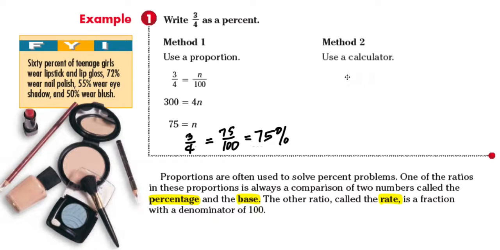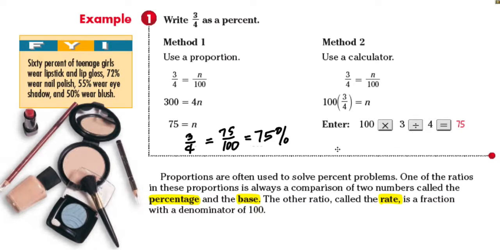In method 2, we'll use a calculator, not a very popular method in our case. So 3/4 equals n over 100. You're basically multiplying both sides by 100. 3/4 times 100 is 300 over 4, so you get the same thing. Enter in the calculator 100 times 3 divided by 4, and you end up with 75.